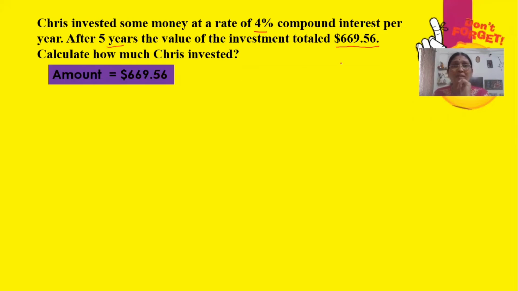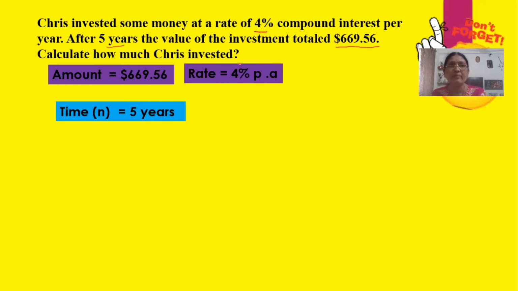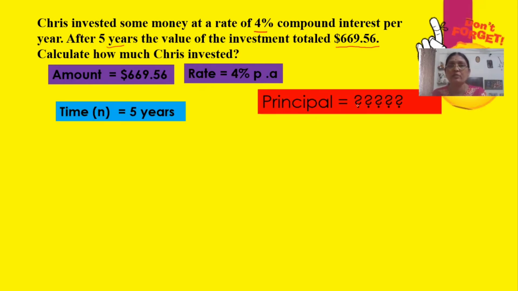So the amount has total to $669.56. That means you are given an amount which is $669.56. The next thing you are given is rate, which is 4% per annum compounded annually. The time period is 5 years. Okay, and we are supposed to calculate the principal, which is what was the amount he invested initially, right?